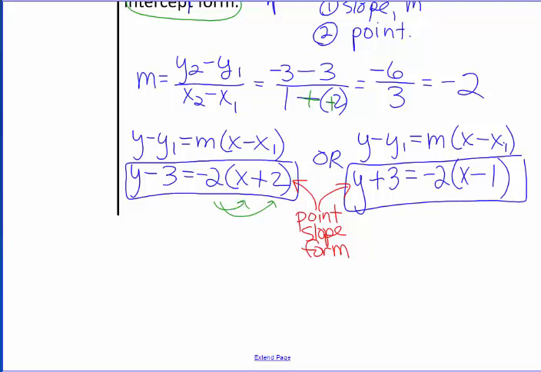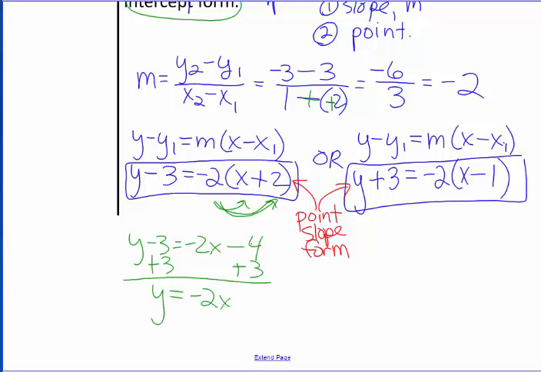Okay, so we'll distribute: y minus 3 equals negative 2x minus 4. Negative 2 times 2 gives me the minus 4. Add 3 to both sides. We get y equals negative 2x minus 1. So that format is slope-intercept form.